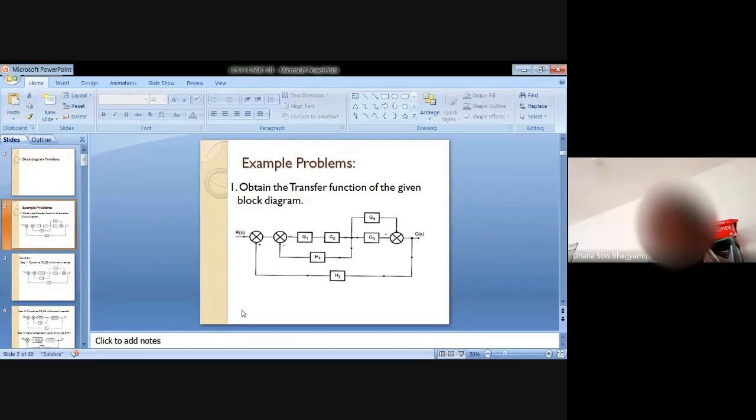You people draw this diagram, all of you. I will bring water and come. You just draw it.